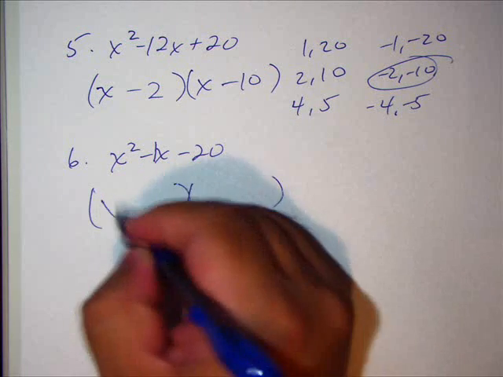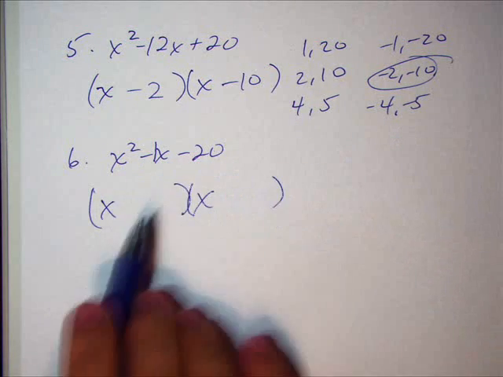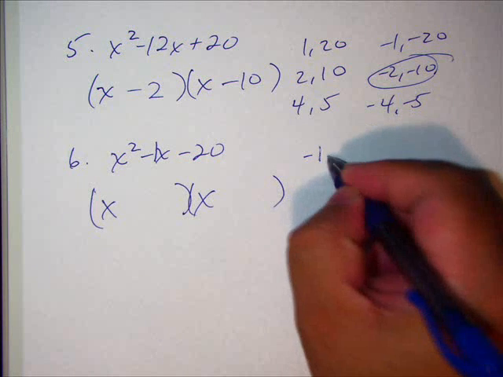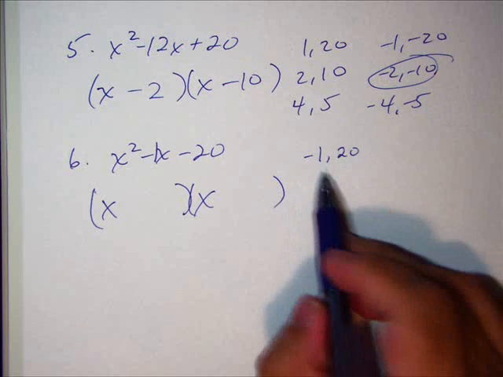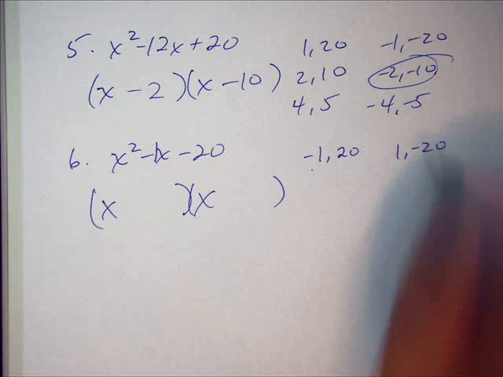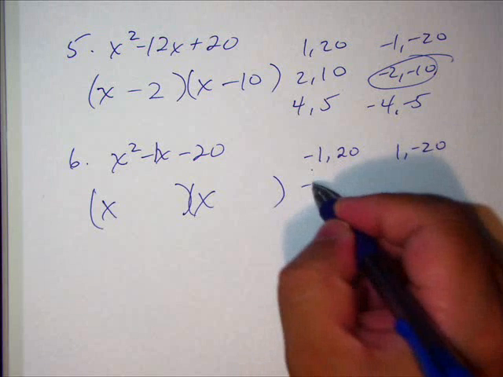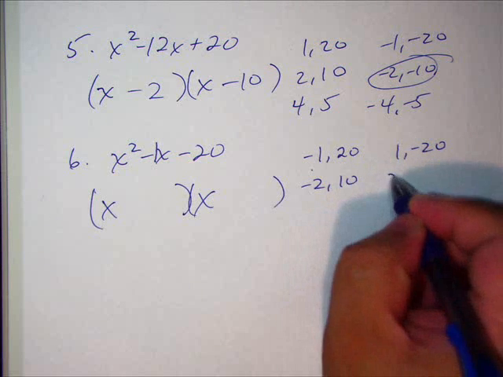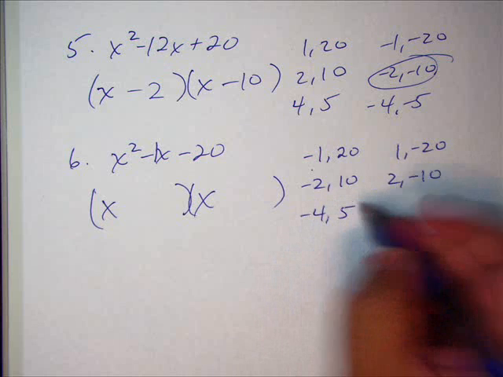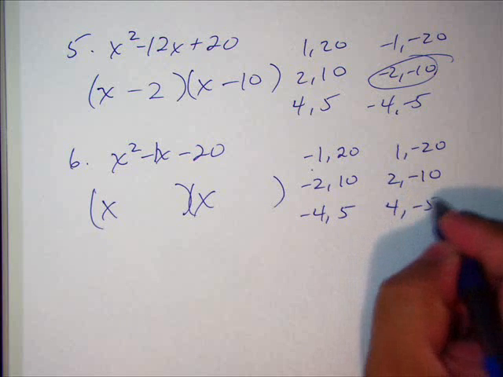So here, again, x and x. But this time, note, I have to get a minus 20 or a negative 20. So the signs have to be different. So it's either negative 1 positive 20 or positive 1 negative 20. Or negative 2 positive 10. Positive 2, negative 10, and so forth. Negative 4, positive 5, positive 4, negative 5.